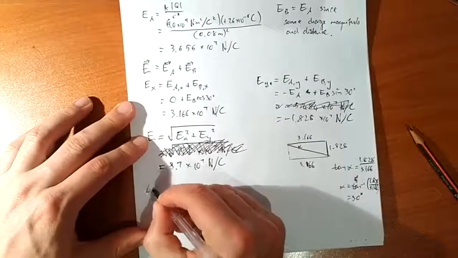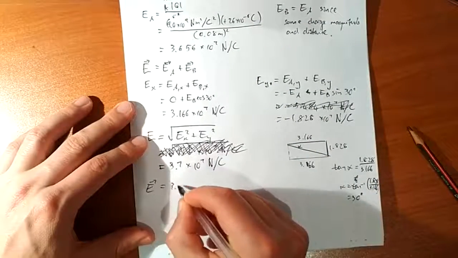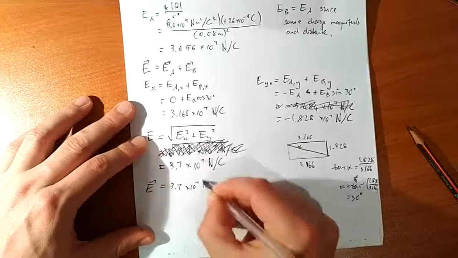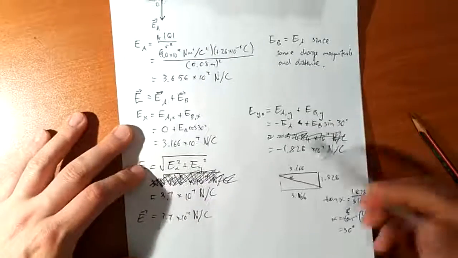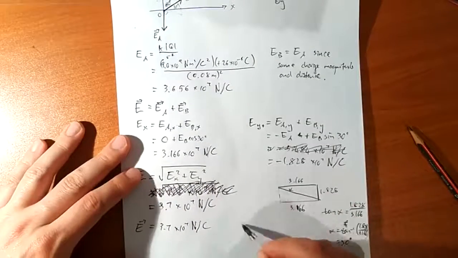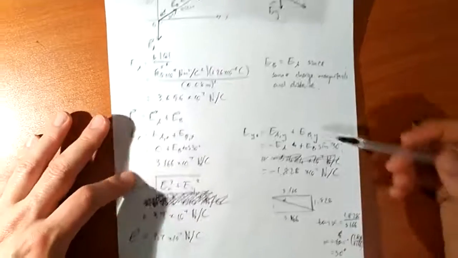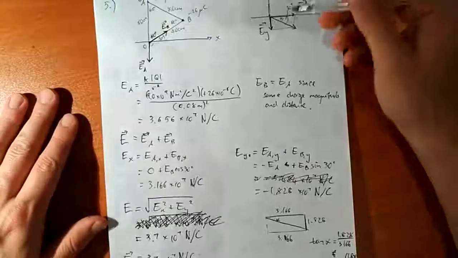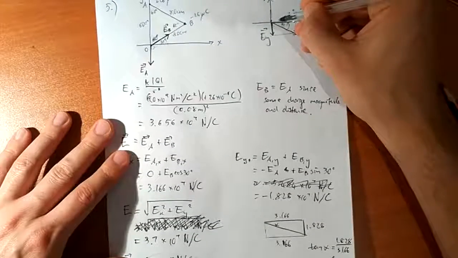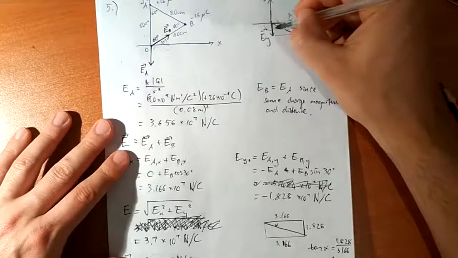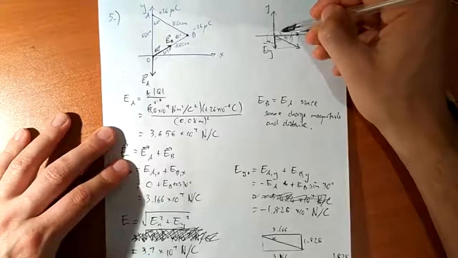I'm going to say E is equal to 3.7 times 10 to the 7 newtons per coulomb. At what angle? I have to provide the angle. This is not a scalar. The direction is missing. Now if I just want to provide a single degree answer, then it has to be anti-clockwise from the x direction.